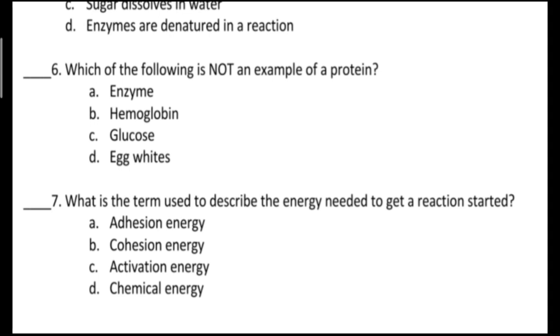Next one, number 7. What is the term used to describe the energy needed to get the reaction started?